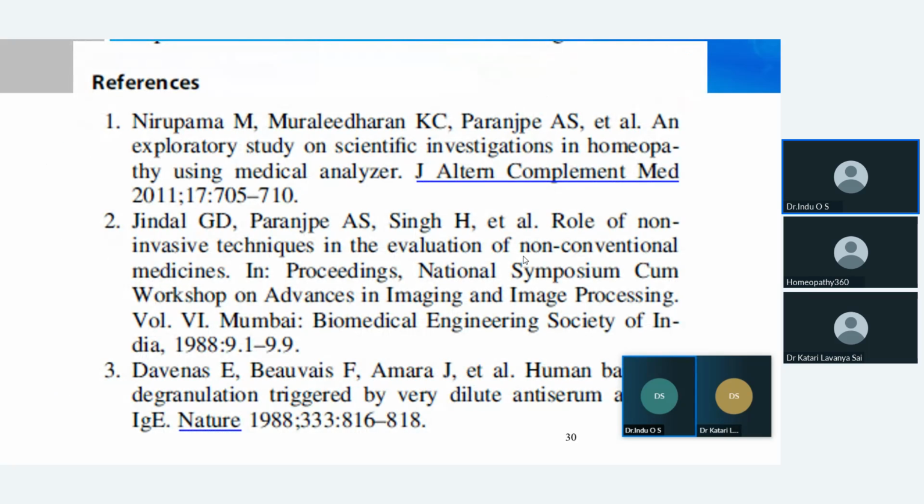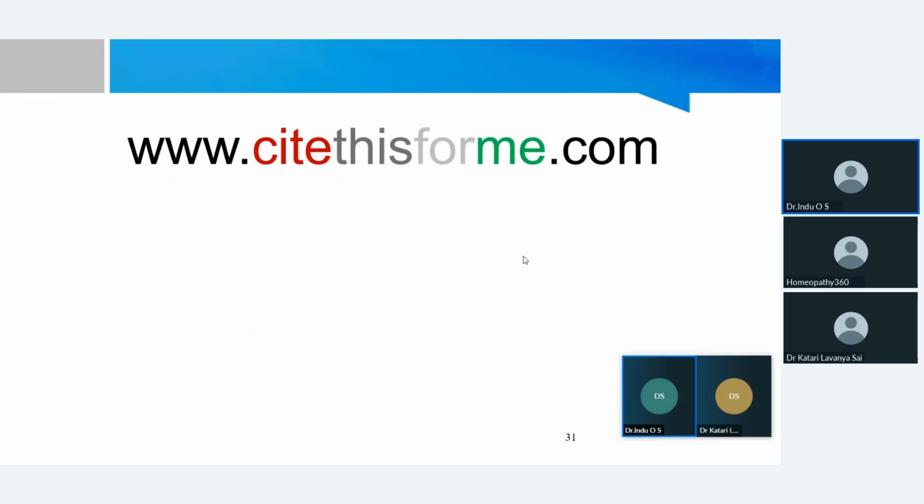Next, please. www.citethis4me.com. So with the help of this particular website, we can cite any journal or any textbook or any website. Yes, this is the website for citing any research paper. As per the type of the material, make a citation.